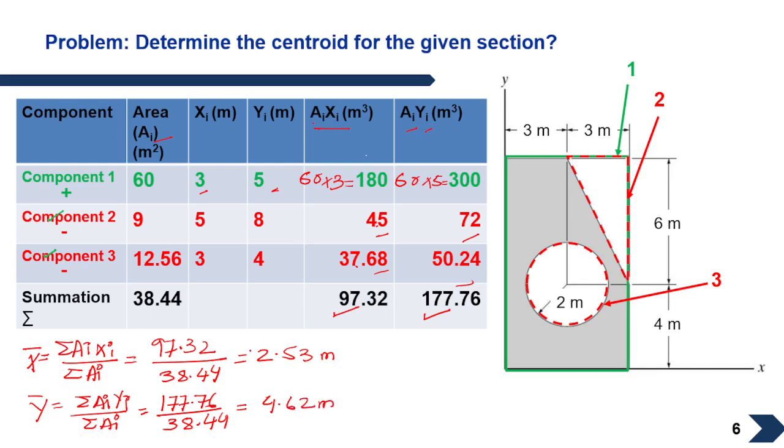So you have got x bar and y bar for this sum. If you want, you can locate it here. x bar will be somewhere here. This is 2.53, so along x it will be somewhere here, and y is 4.62, somewhere here. So the centroid of this portion will be somewhere here. This will be your x bar, which is 2.53, and this will be your y bar. You can even look at it inside the section.